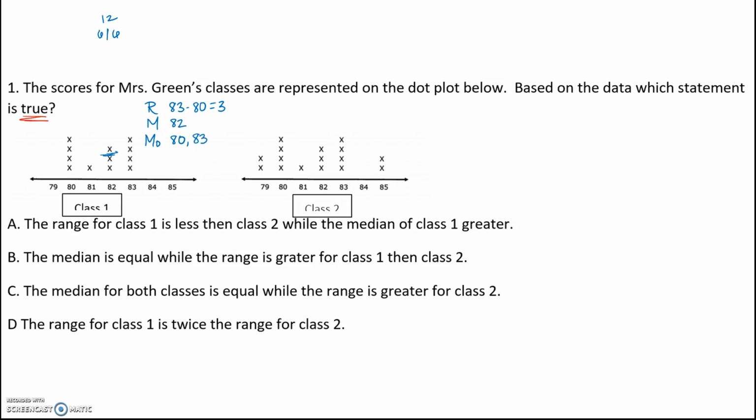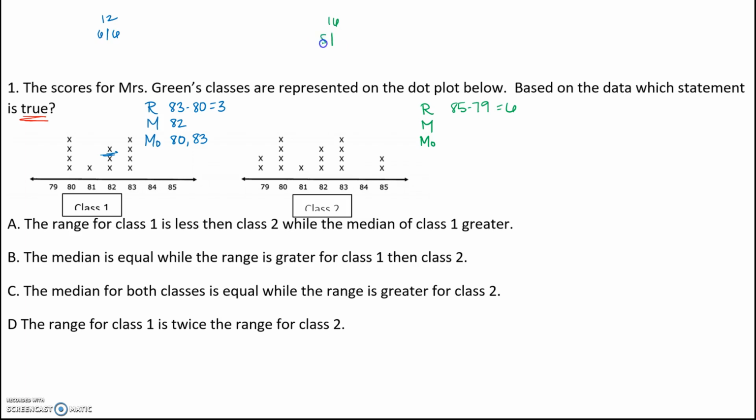Okay, so now let's do the same for the second dot plot. So range, median, and mode. So range, it goes from 85 to 79. 85 minus 79 is 6. Median, there's 1, 2, 3, 4, 5, 6, 7, 8, 9, 10, 11, 12, 13, 14, 15, 16. So there's 16. So again, that's even.